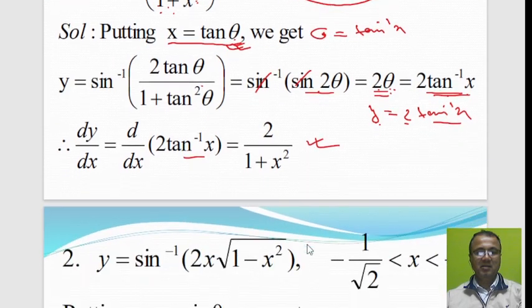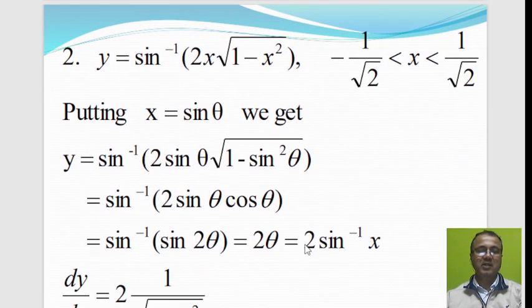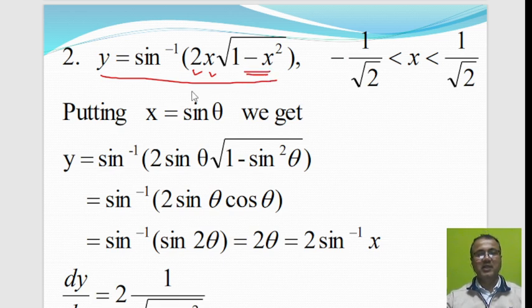Now let us check some more problems. Okay, that is one more problem we are testing here. Suppose here it is given y equal to sine inverse of 2x into root over of 1 minus x square. You have to find the derivative. Now here if we use some trigonometric identity, then it will become in the form of formulas. So what is the expression? 2 into x into root over of 1 minus x square. Such kind of expressions are there.